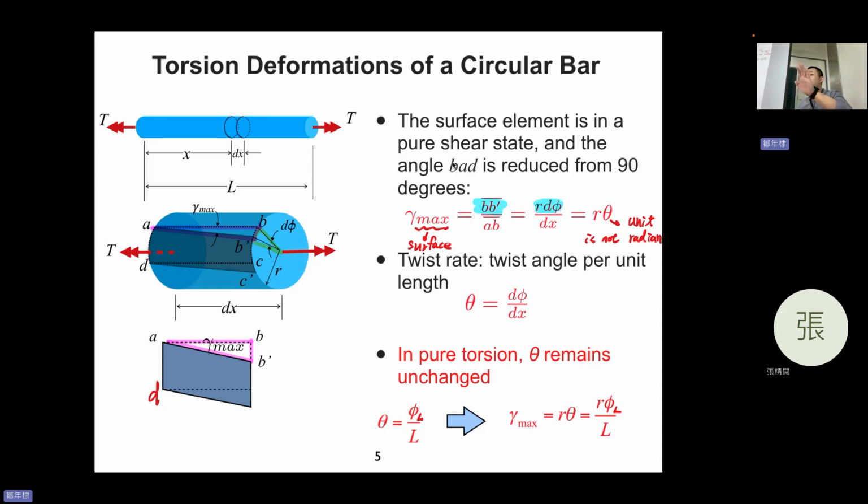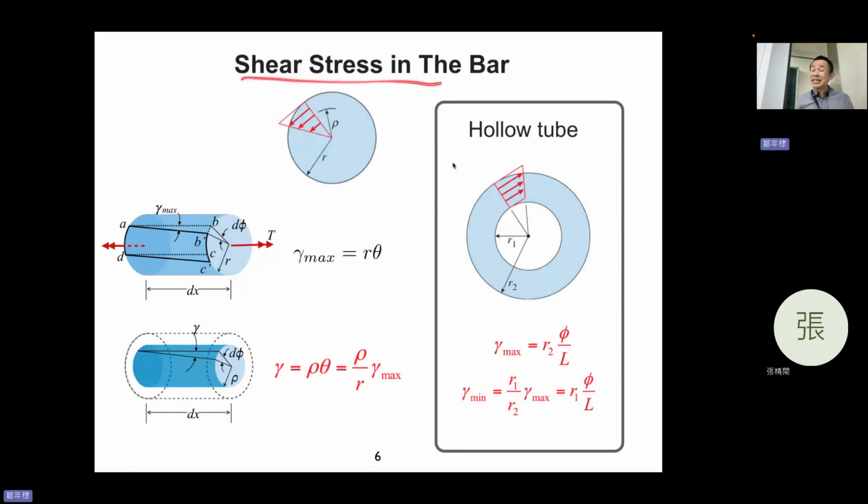the gamma max occurs at the surface. Okay, so now we are talking about the shear stress inside the bar, not on the surface. The surface must be the tau max. So you can imagine that when you have a bar cross section, this is the cross section.